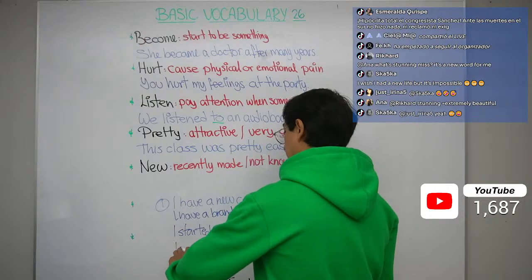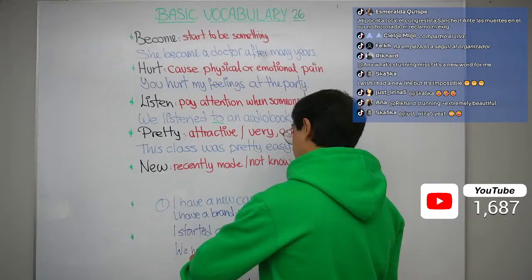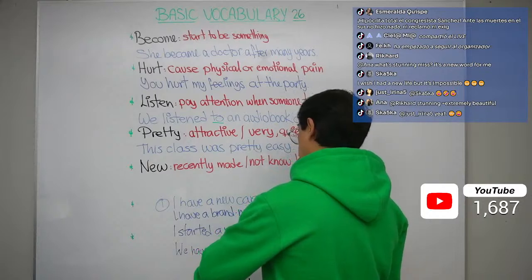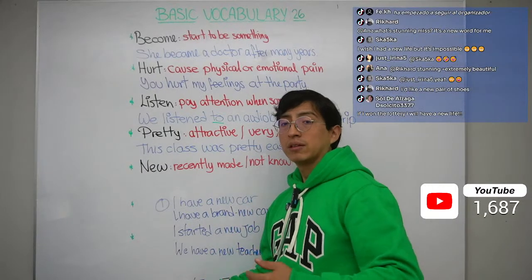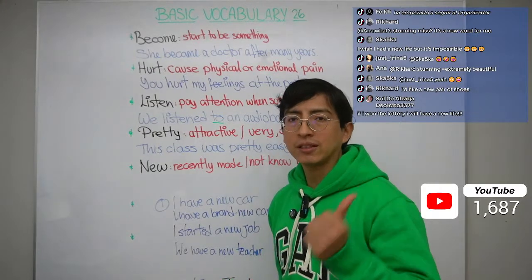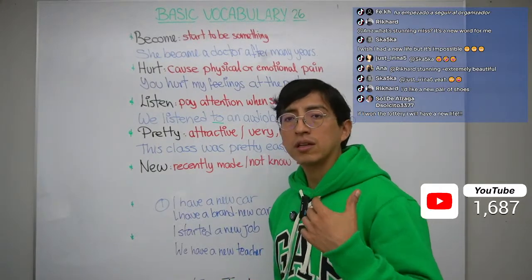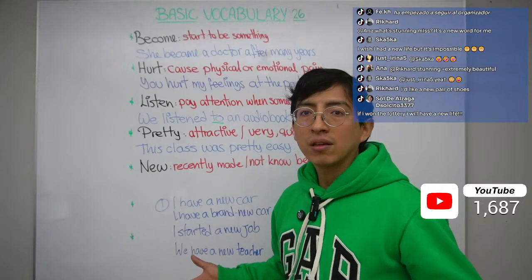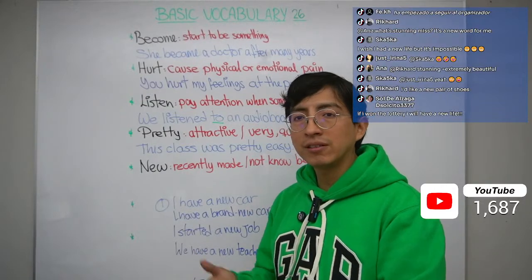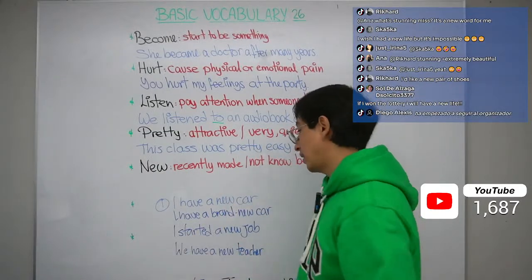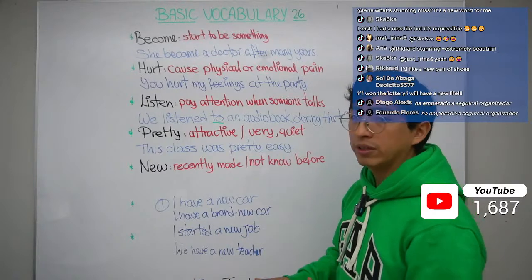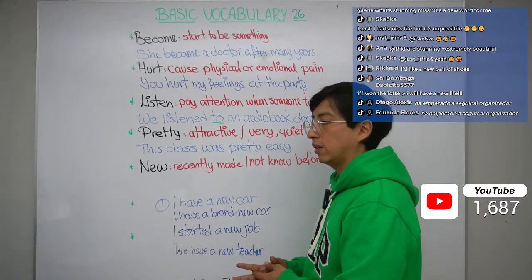What else can we say? We can say, for example, we have a new teacher. Okay, we have a new teacher. Yep, maybe we studied with an old teacher for 10 years, but now there is another teacher that we have, and he's a new one. Okay, so you can use new for all these things.